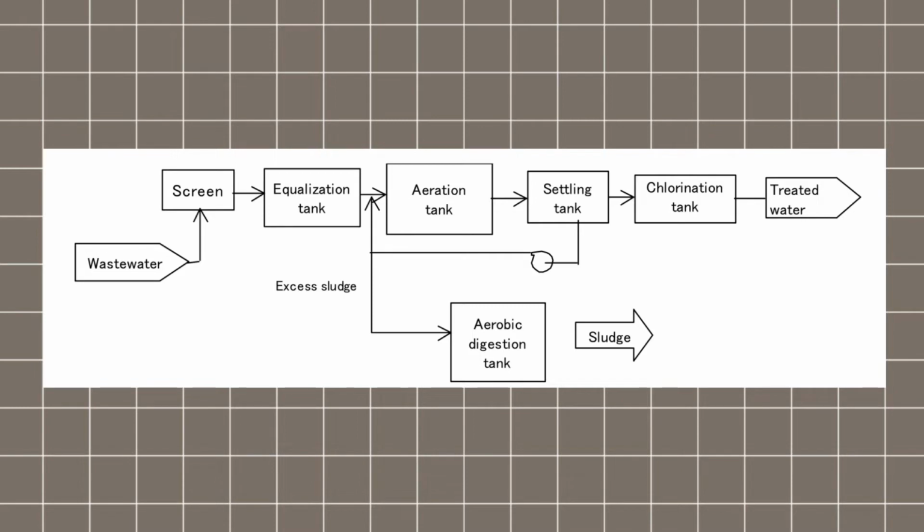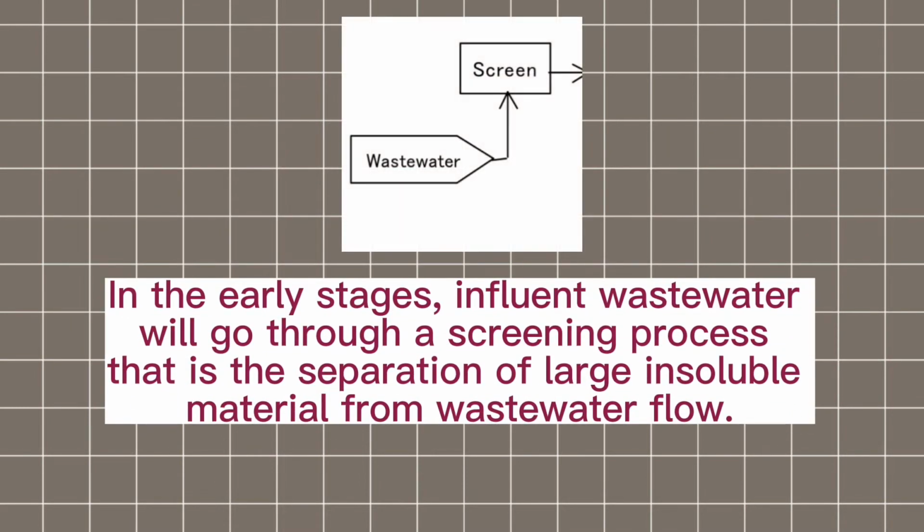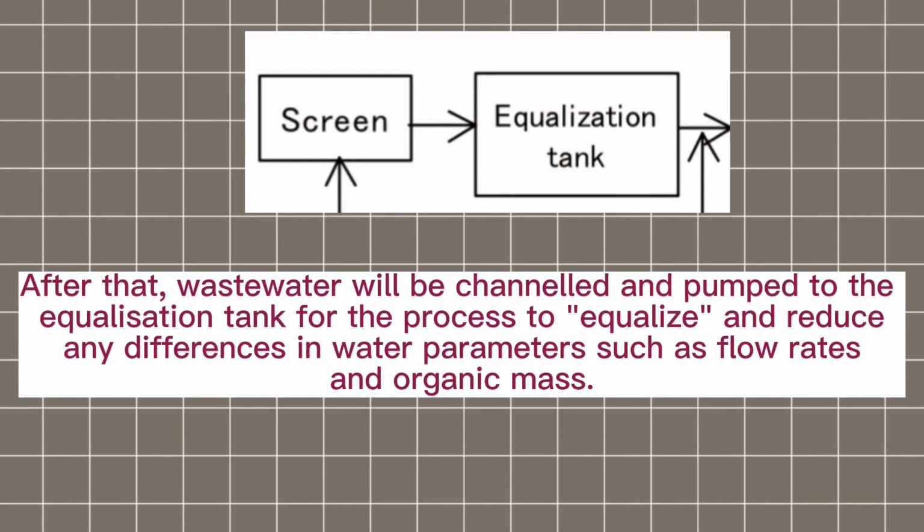The dairy wastewater treatment process has several stages. In the early stages, influent wastewater will go through a screening process, that is, the separation of light insoluble material from wastewater flow. For municipal and industrial applications, this screen can also be utilized for product recovery, big solid separation, and mixed settleable solids. After that, wastewater will be channeled to the equalization tank to equalize and reduce any differences in water parameters such as flow rates and organic mass.